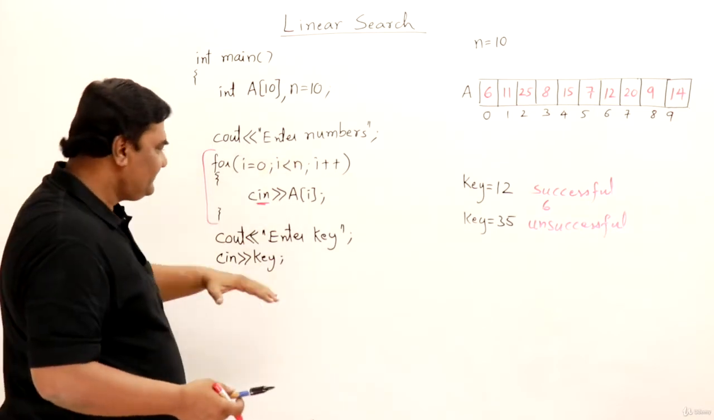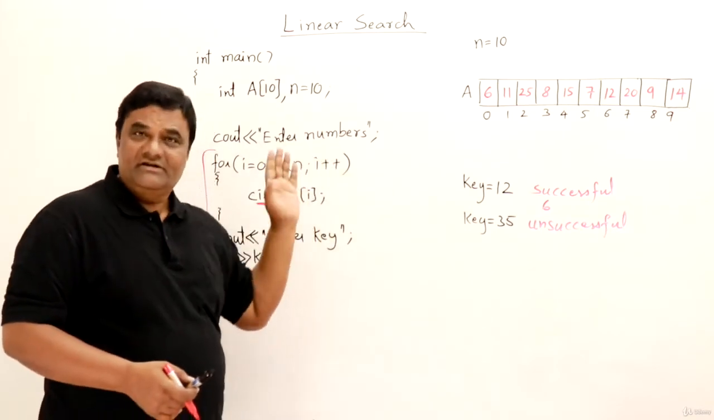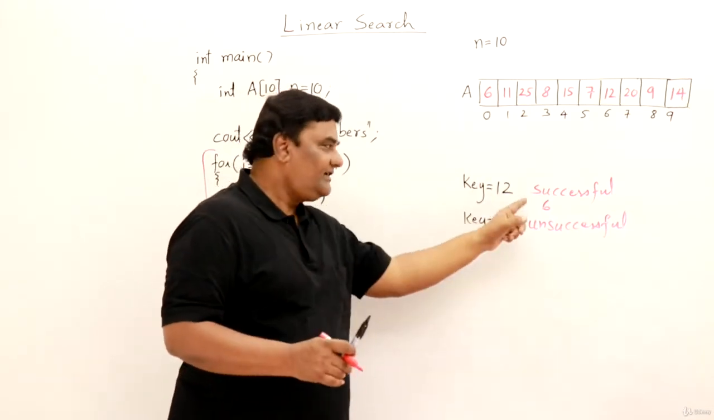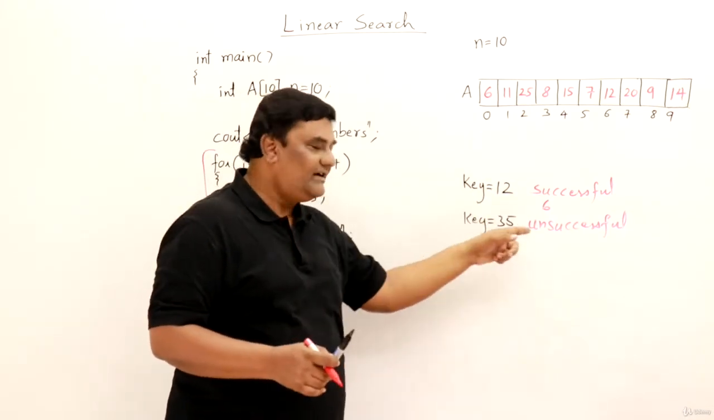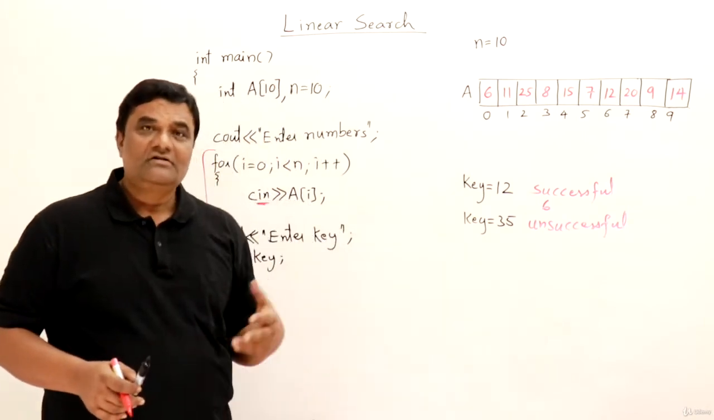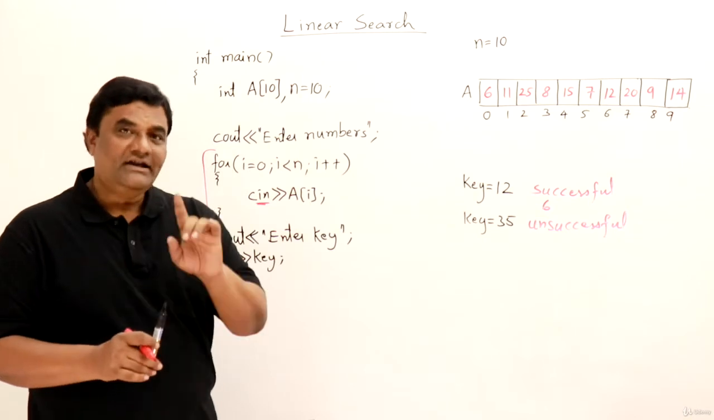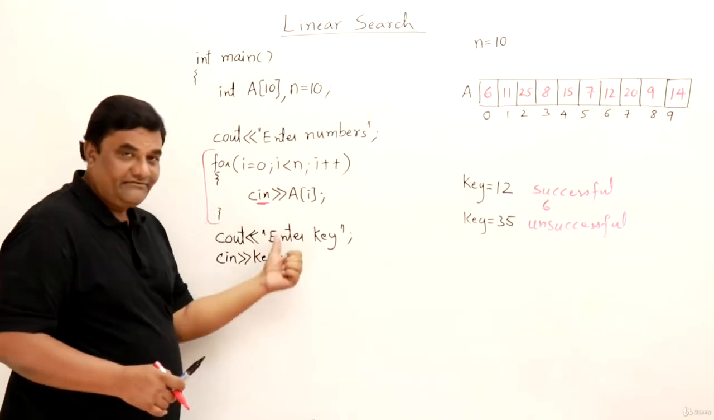After giving the elements, you can give a search key. The key may be present in the array, or it may not be present. If it is present, we should get the index. If it is not present, we should get a message that it is not found, or that it is unsuccessful. So we'll say not found. Whatever key you like, you can enter it. This will be taken from the keyboard.